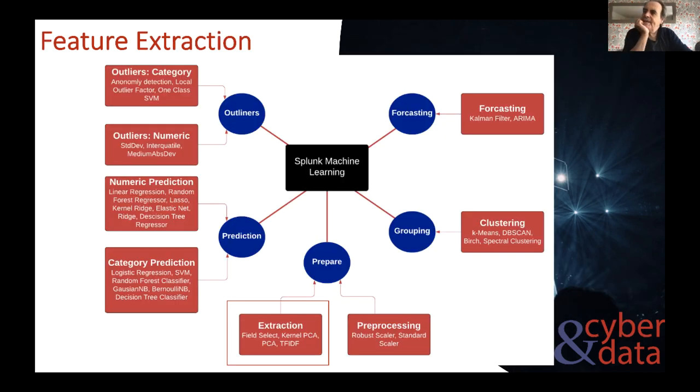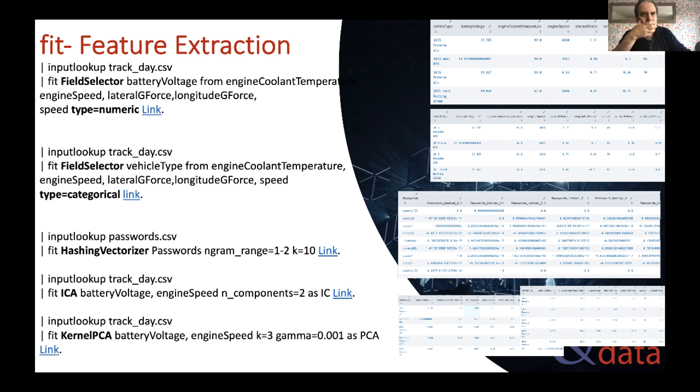And now what we need to do is prepare our data. So we might extract some of the best fields that are possible. For that, we can use PCA or a field selector. We can also reduce down the number of fields from say 20 features down to 2 or 3, which would reduce the complexity. And for that, we use PCA and TF-IDF. Okay, so field selector is a useful one.